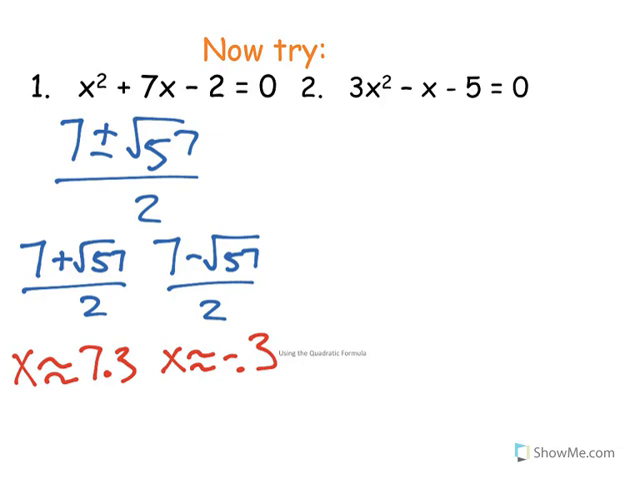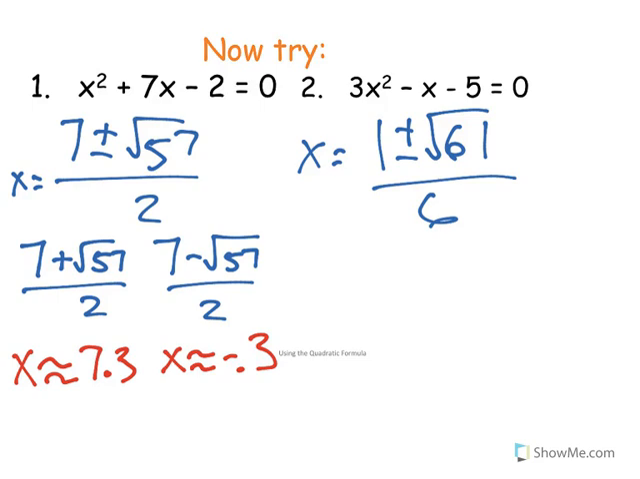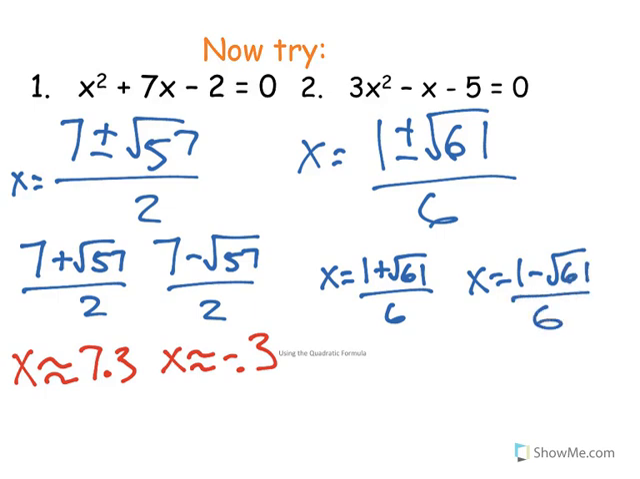And I'm going to do the same thing essentially for the second one. I end up with, I guess I'm being a little lazy here, x equals 1 plus or minus radical 61 all divided by 6. So now I split it up and I've got x is equal to 1 plus radical 61 divide 6. X is equal to 1 minus radical 61 divide 6. So I'm going to get x is approximately here 1.5, and I'm going to get x is approximately here negative 1 1/10.